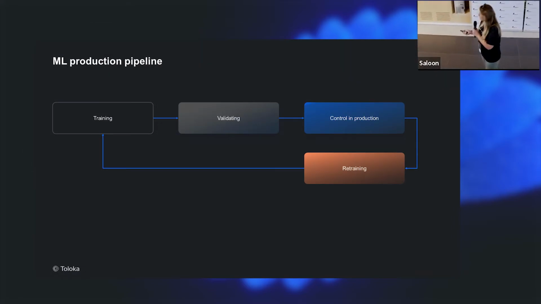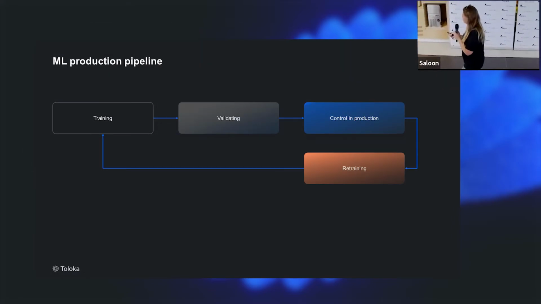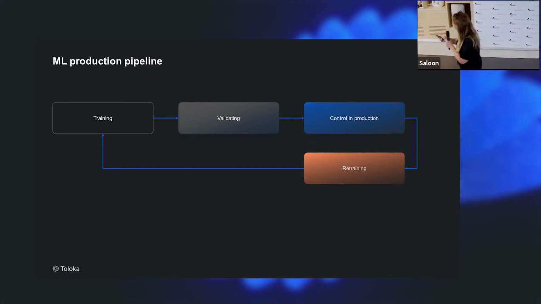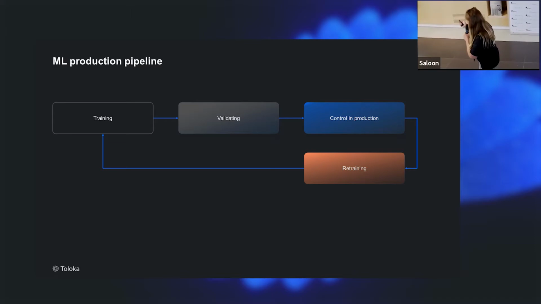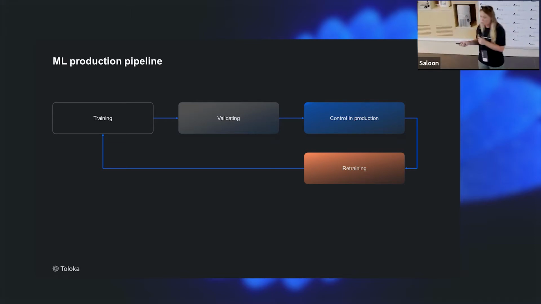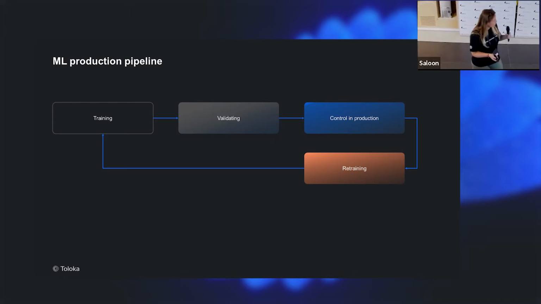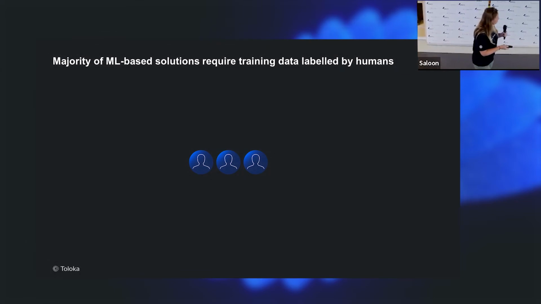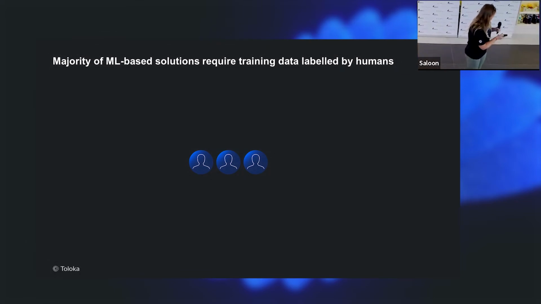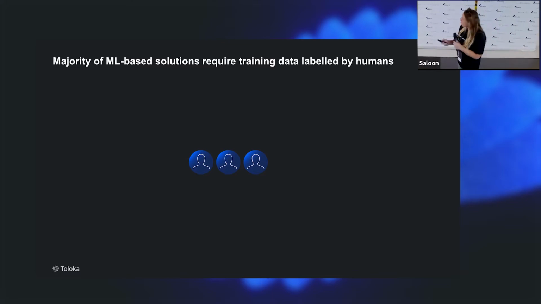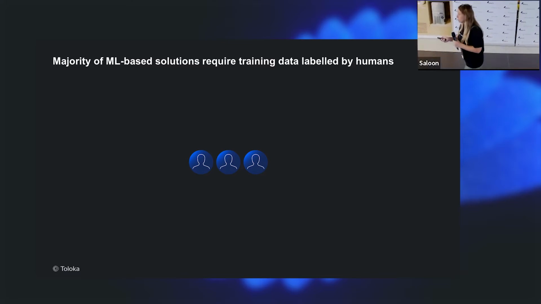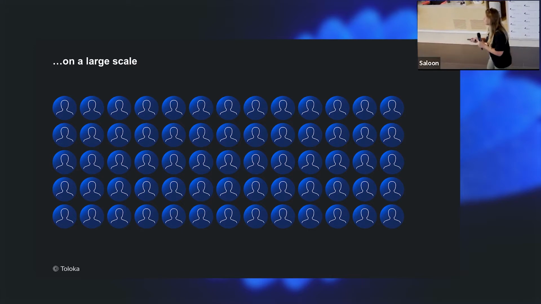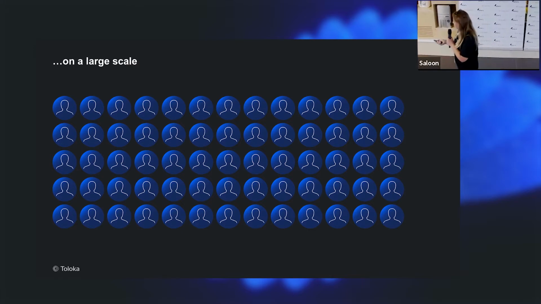If you look at the traditional machine learning production pipeline, I have a very simplified version here, which includes training, validation, and control in production. And if your model is not working, we retrain our model. But not a lot of people realize that a lot of steps in this machine learning pipeline involve humans, and not just a few humans. It usually involves human annotation on a large scale.